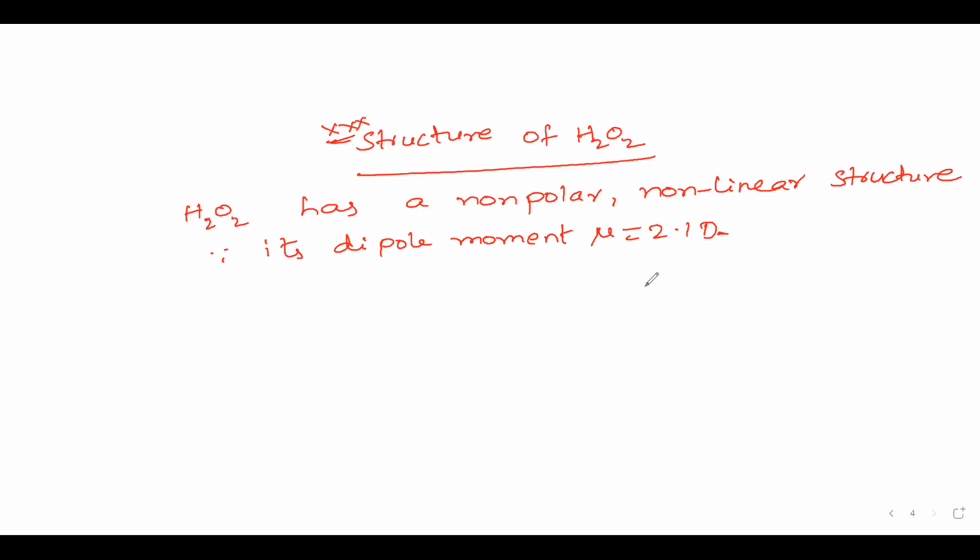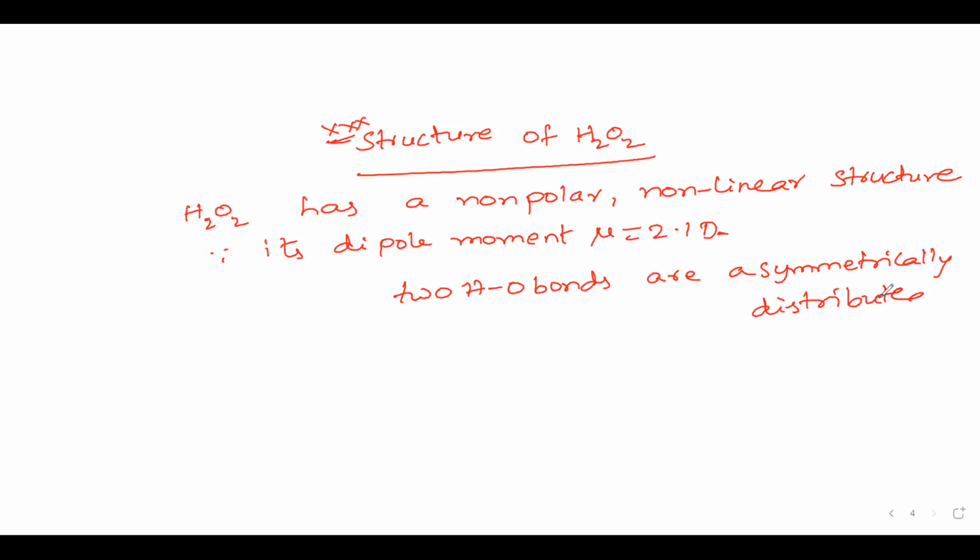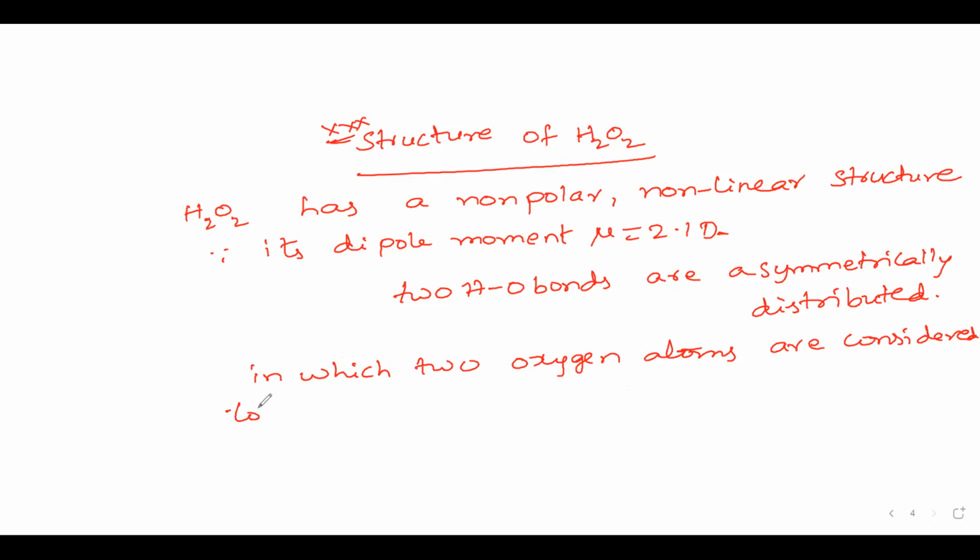So these studies reveal that the hydrogen peroxide molecule has a non-polar, non-linear structure in which the two O-H bonds are asymmetrically distributed, in which the two oxygen atoms are considered to be lying on the spine of a book.